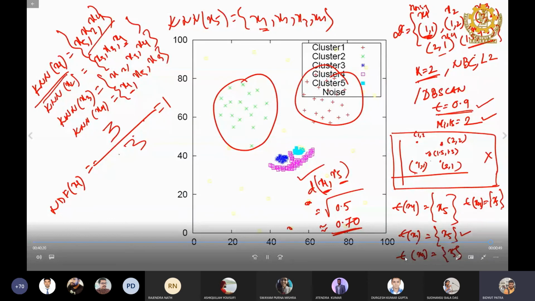So KNN of x1 you got it. Now you compute x5. Now you compute x2 and x4. Once you compute x5, all points will be covered. So it will form a single cluster. But you just see how DBSCAN works. DBSCAN initially started with this point as a noisy point, and then finally it merged it. But here we initially got the point as a cluster point.